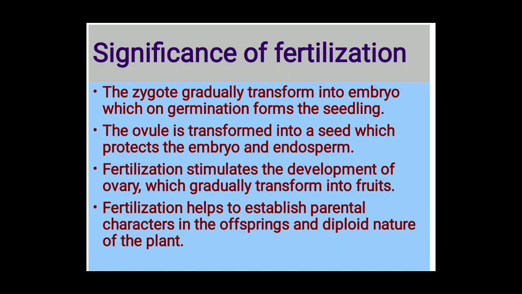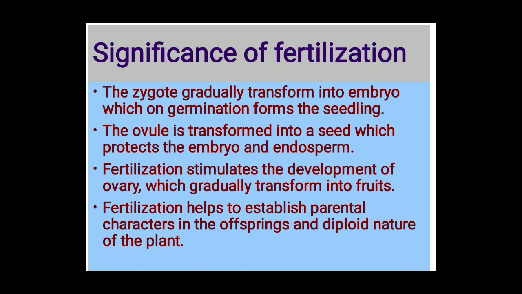So we have come to know that the ovule is transformed into seed after the process of fertilization, and we know that the seed bears the embryo, which bears the next generation plant. The third importance is that fertilization stimulates the development of the ovary, which gradually transforms into fruits. So fertilization leads to the development of fruits from the ovary.